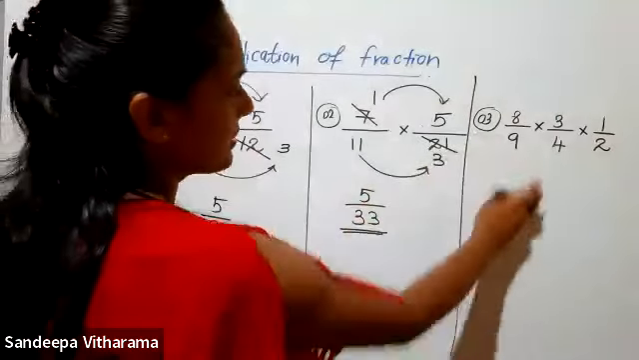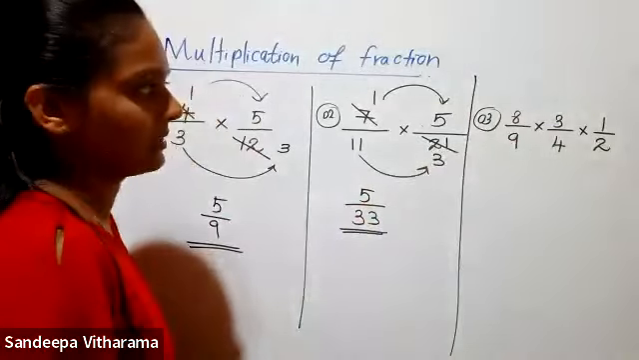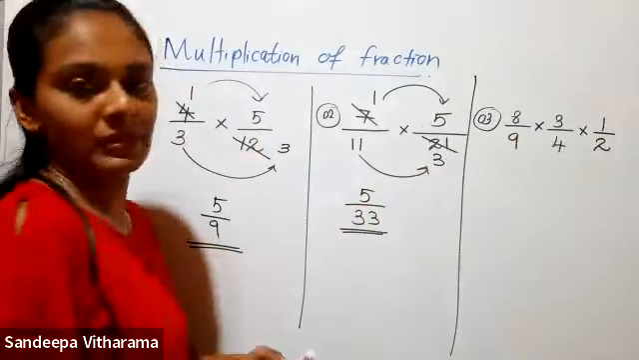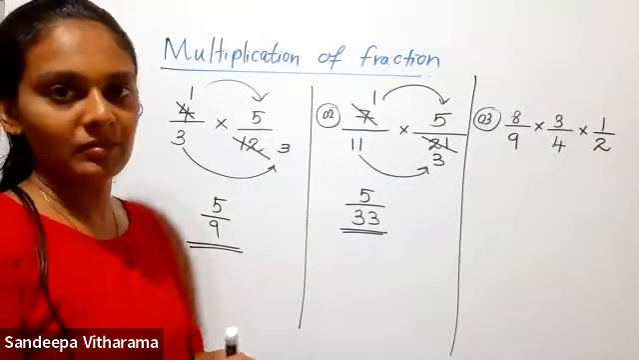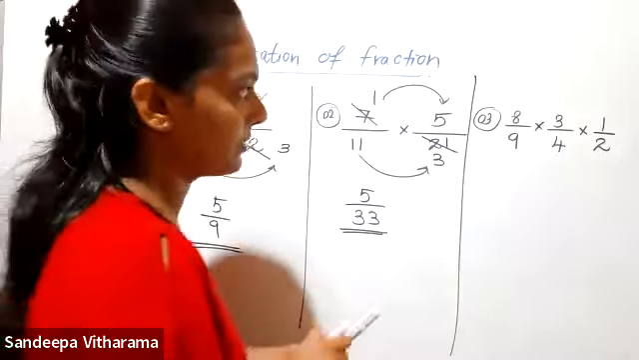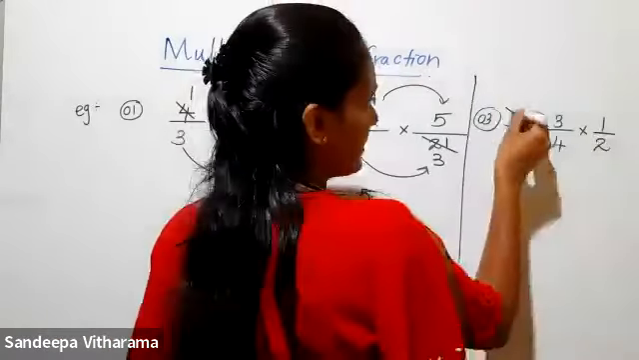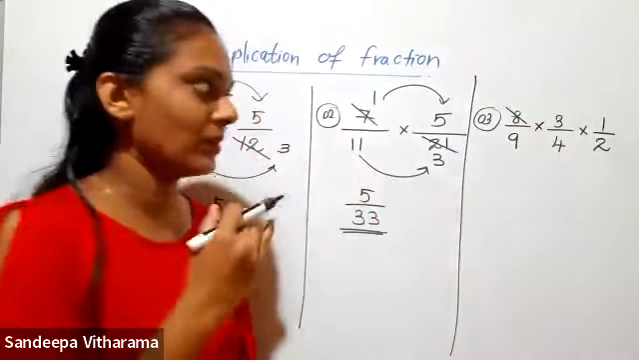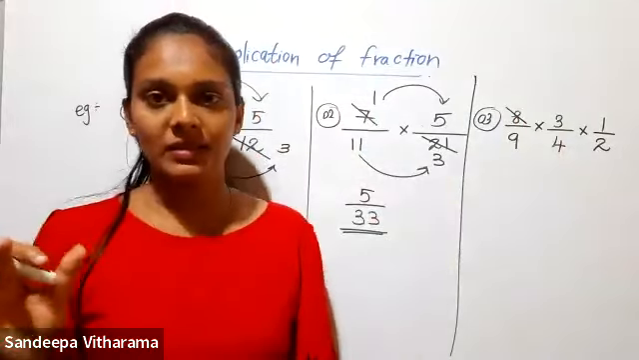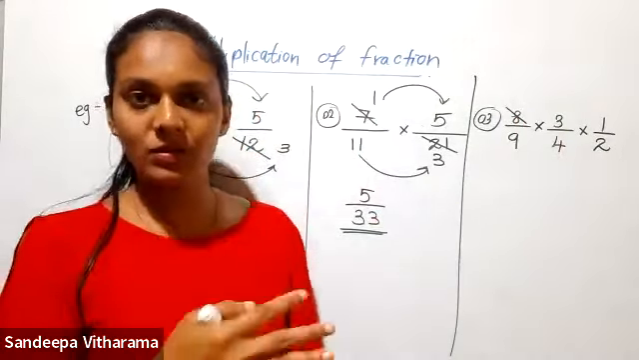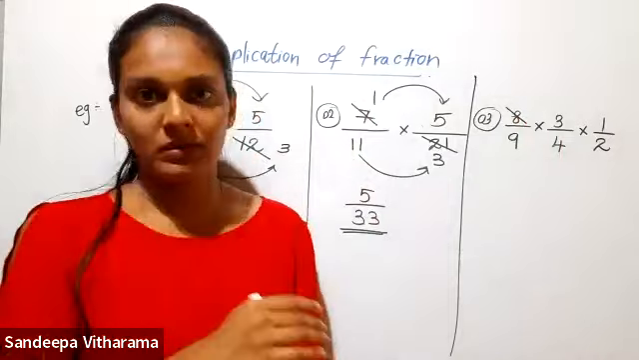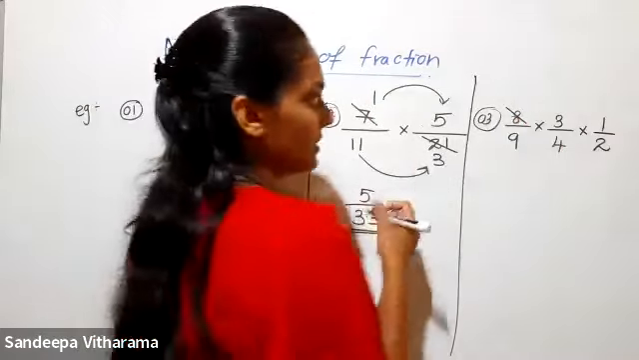So what is the answer you get for the third one? Yes, Nikita. What is it? 1/3. Okay, let's see. When you cancel the numerators and denominators, there's no order. Okay, you can start according to your desire.